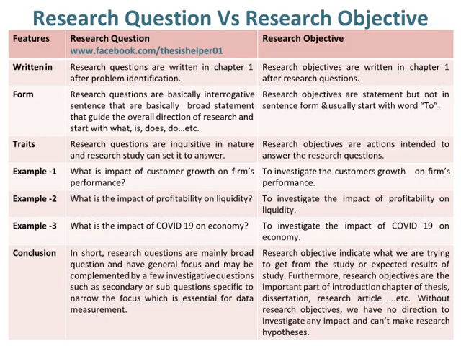Research questions are basically interrogative sentences, broad statements that guide the overall direction of research, and start with what, is, does, do, etc. Whereas, research objectives are statements but not in sentence form and usually start with the word, to. Research questions are inquisitive in nature and a research study can set them to answer. Whereas, research objectives are actions intended to answer the research questions.